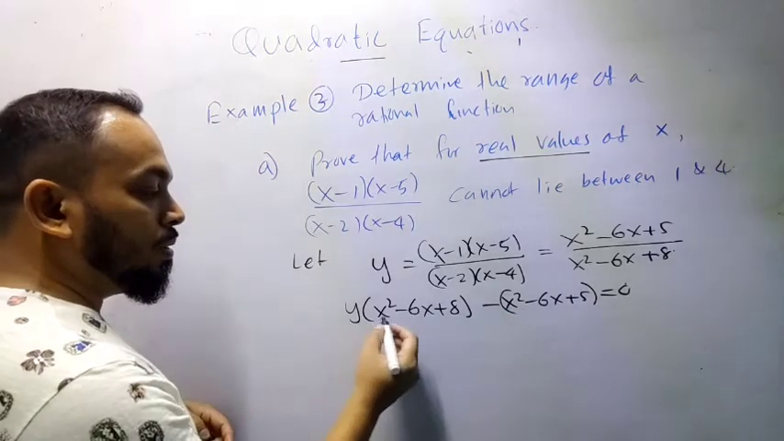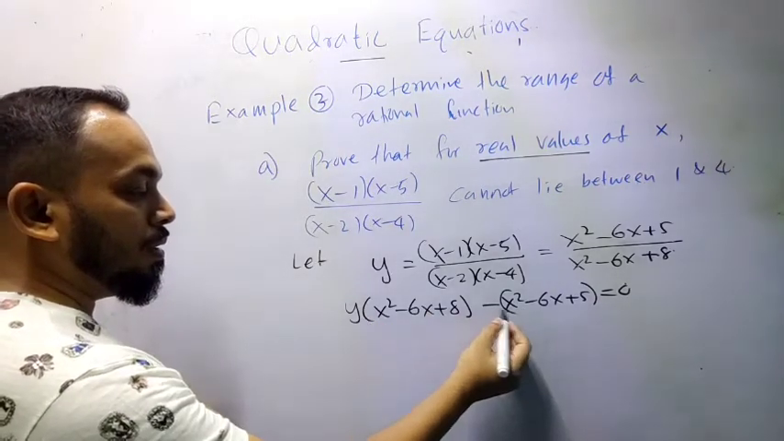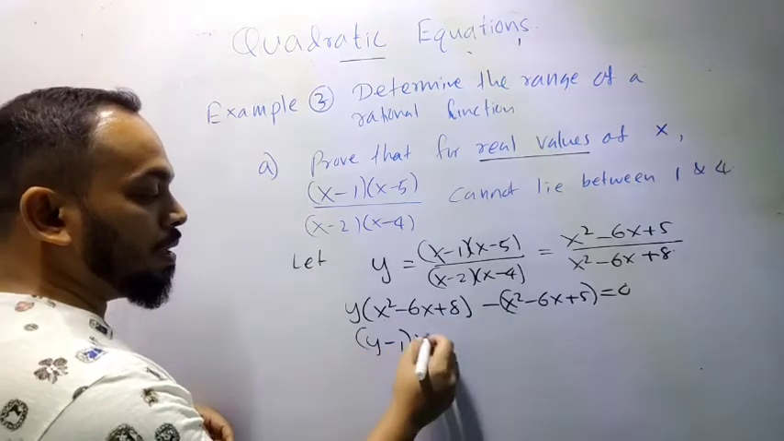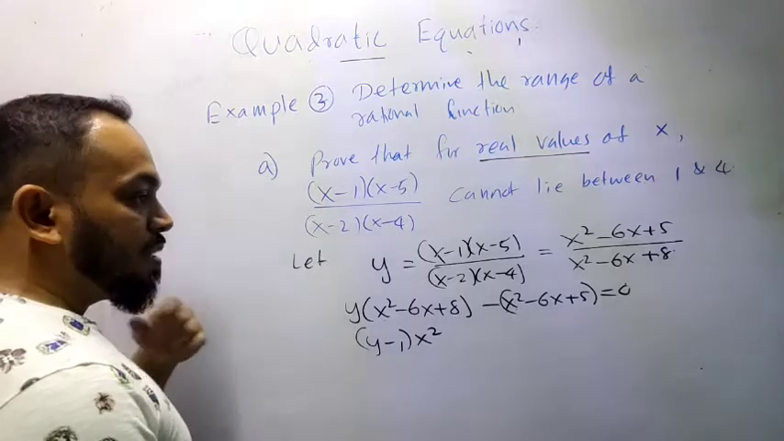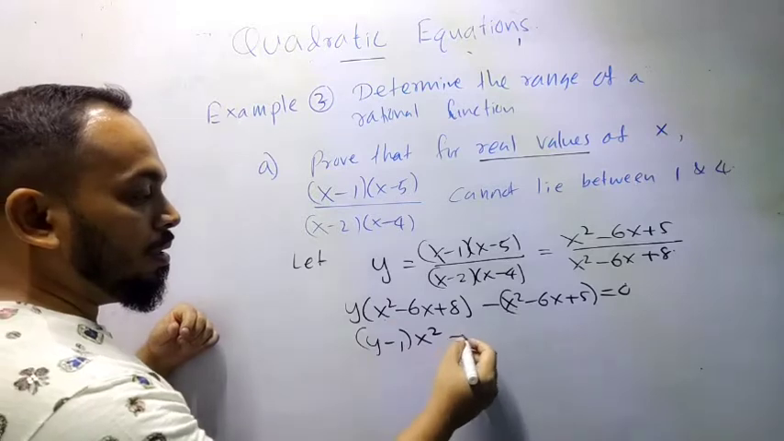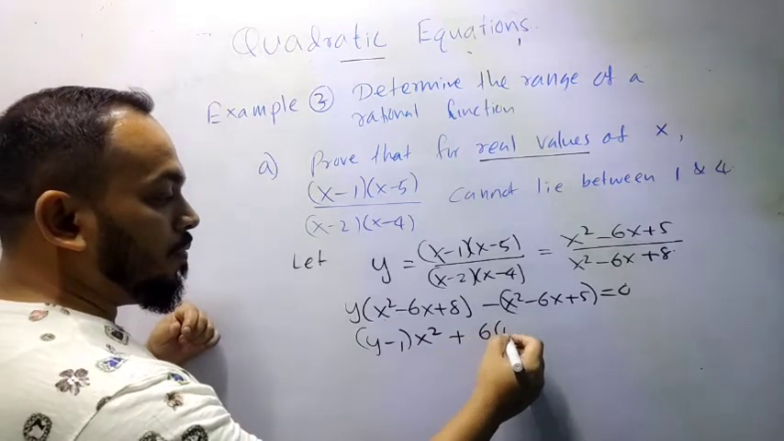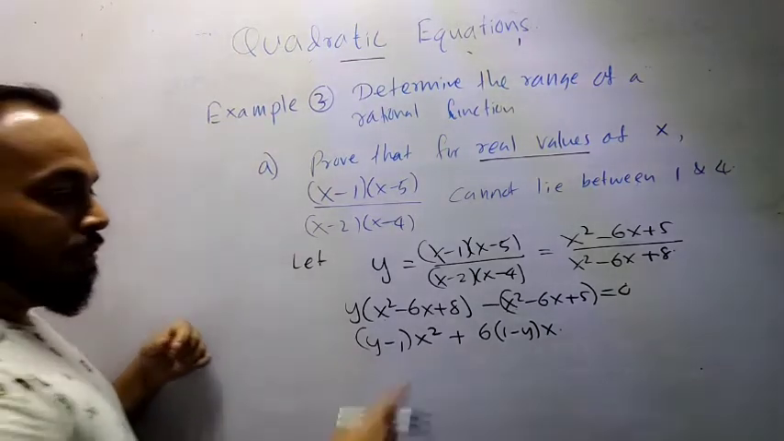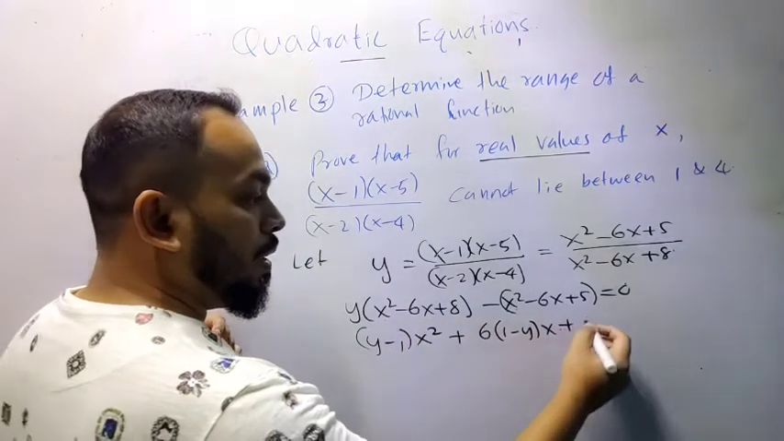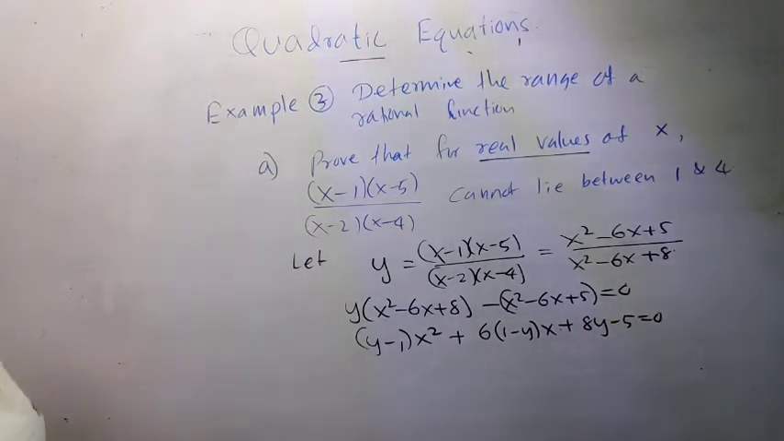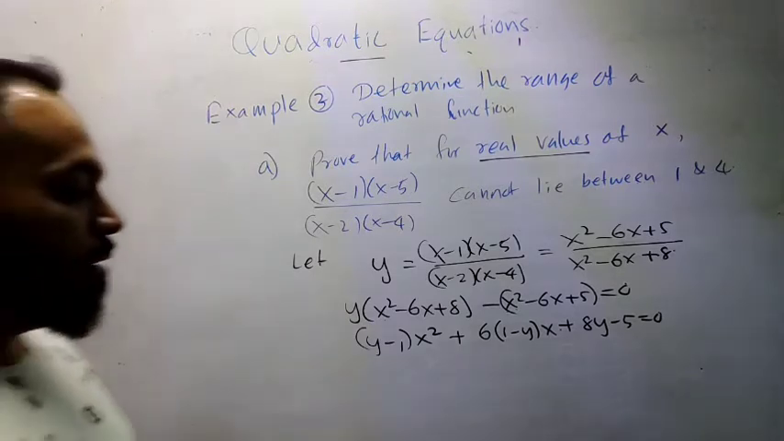Here we have y x squared, here minus x squared, so y minus 1 times x squared, and we get plus 6x, then plus 6, 1 minus y times x, then we have 8y minus 5 equal to 0. Okay. Now this is a quadratic equation.